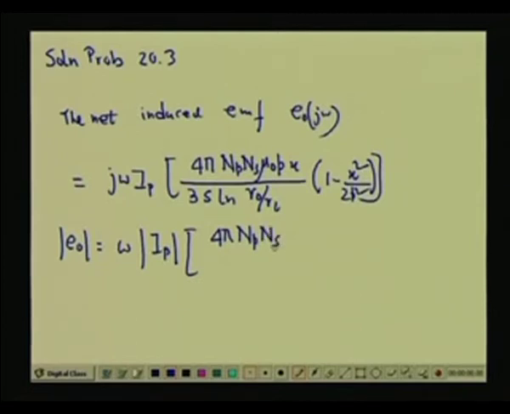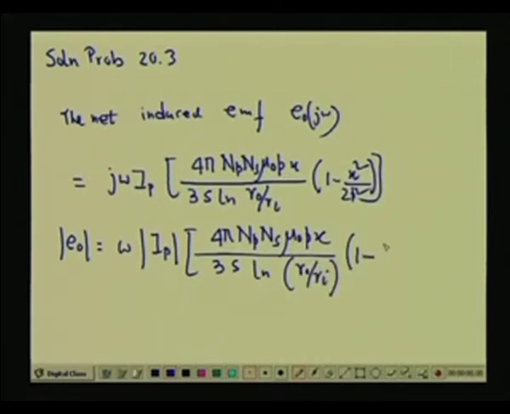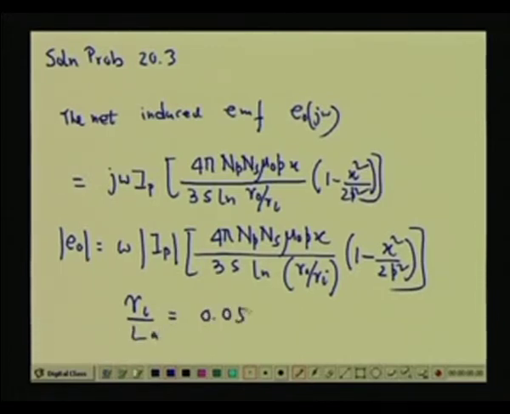n p n s mu naught p x 3 s natural log r o by r I 1 minus x square by 2 p square, like this. We know from the text that the ratio r I by L A typically is 0.05, both in meters or in centimeter.